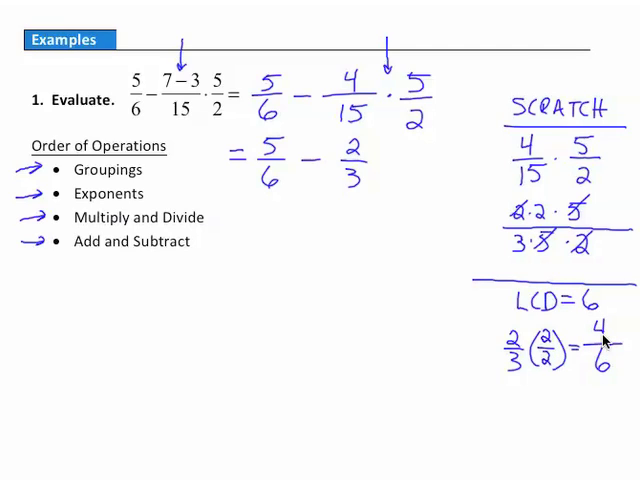So it looks like I'm going to come back over in my order of operations problem now and replace 2/3 with the equivalent fraction 4/6. Now I have like fractions, so I can perform this subtraction. 5/6 minus 4/6 is going to leave me with 1/6, and that's my final answer to this order of operations problem.